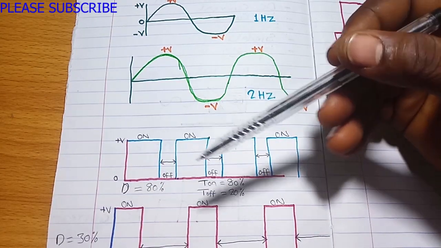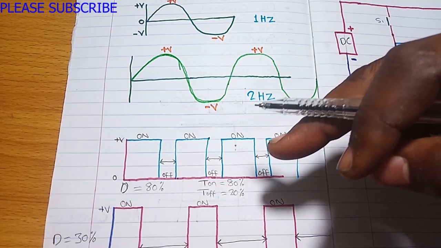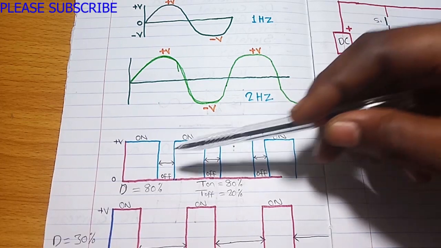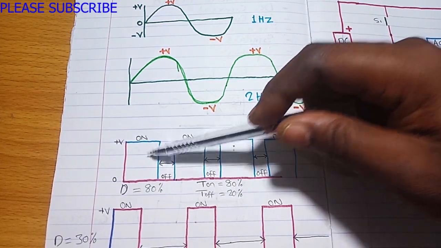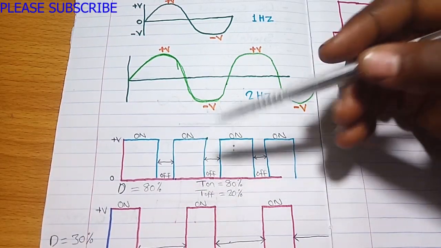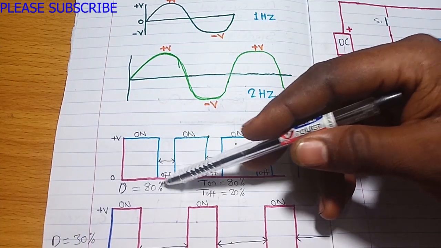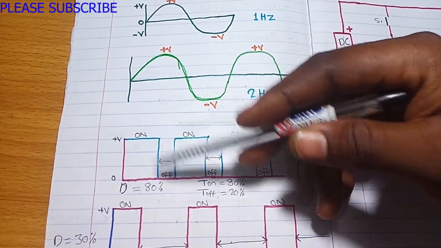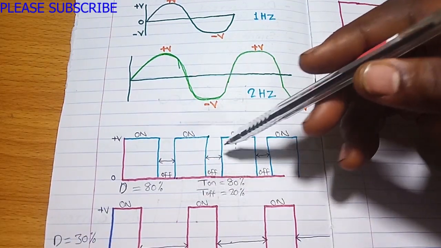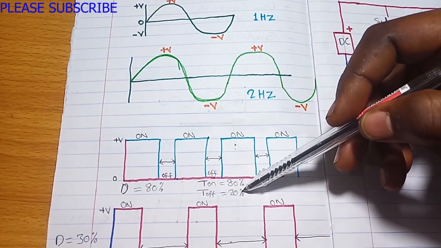So if we are asked to define the frequency of this signal and the duty cycle of this signal, we can say this is a 4 Hz frequency, because it produces 4 cycles: 1, 2, 3, 4, which is 4 Hz. And if we are asked about the duty cycle, we can say that the duty cycle is 80%, because the on time is 80% on and the off time is 20% off. So that is why I wrote T on 80%, T off 20%.